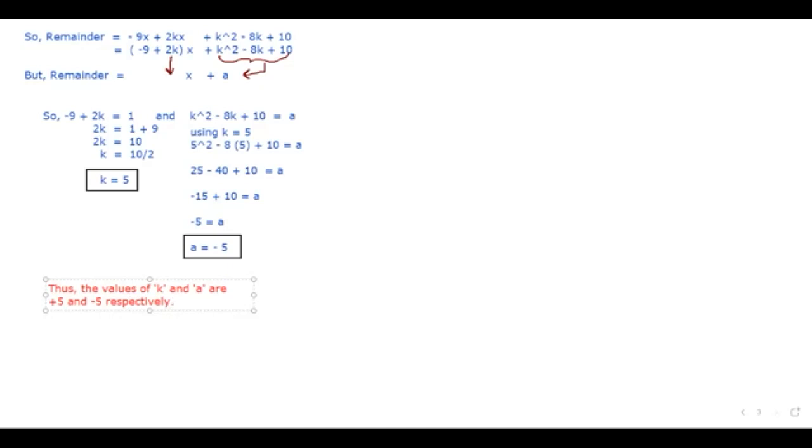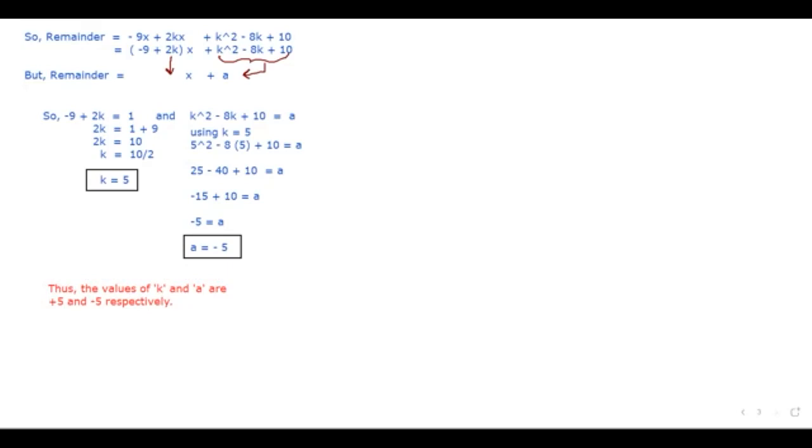Then have you understood what we have done? We divided the two polynomials, found out the remainder, and equated the remainder with the given remainder. Given remainder is x plus a, and our remainder is something, a bracket x plus another bracket. So coefficient of x is 1, another bracket is a.